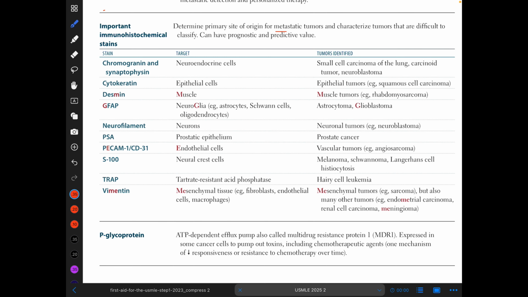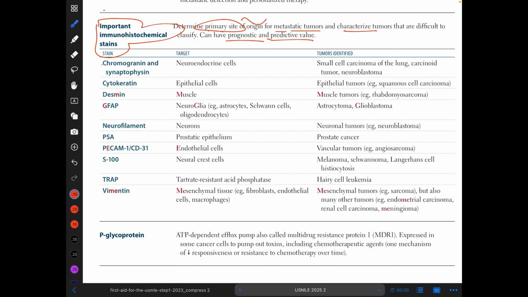Now we are going to start important immunohistochemical stains. Immunohistochemical staining is a laboratory technique that uses antibodies to detect and reveal specific antigens within tissue sections. It determines the primary site of origin for metastatic tumors and characterizes tumors that are difficult to classify. And these have a strong predictive value.